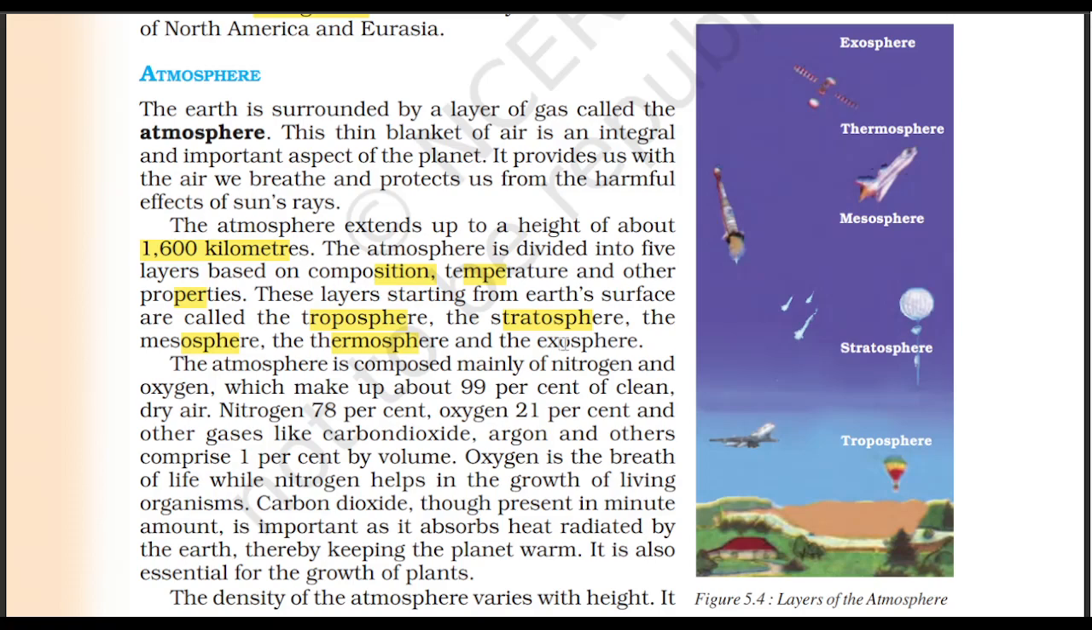Means the atmosphere is divided. The atmosphere's height is 1600 kilometers, and this is divided into five layers: troposphere, stratosphere, mesosphere, thermosphere, and exosphere. The main components of the atmosphere are oxygen and nitrogen. Together they comprise 99% of the atmospheric gases. Nitrogen is 78%, oxygen is 21%.